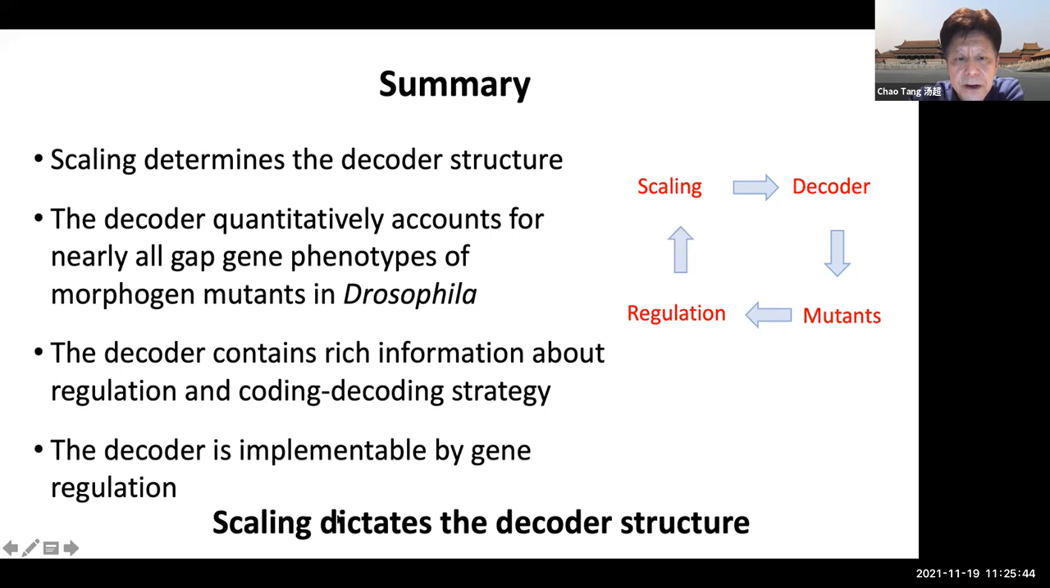So if I want to summarize the work, it's really that scaling dictates the decoder structure. This is interesting because my background is in physics, and Jianhua's background is also in physics. In physics, we know that symmetry plays a very important role in dictating the interaction. And here, scaling is really a symmetry that also dictates the genetic interaction, in this case, the decoder structure.